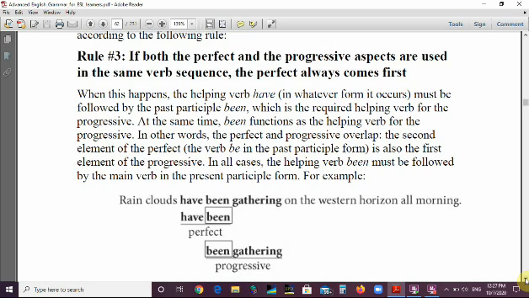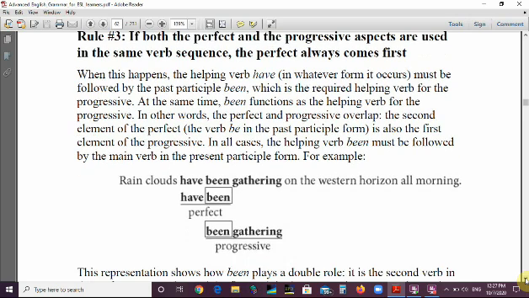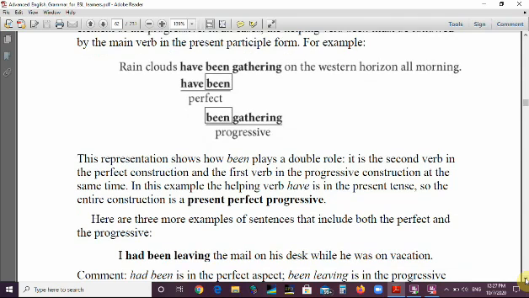Rule 3: if both the perfect and progressive aspects are used in the same verb sequence, the perfect always comes first. This is why we say present perfect progressive, past perfect progressive, future perfect progressive. Why? Because the perfect comes first. Let's look at the example here. Rain clouds have been gathering.